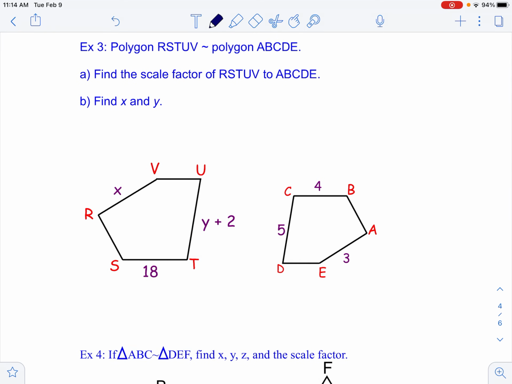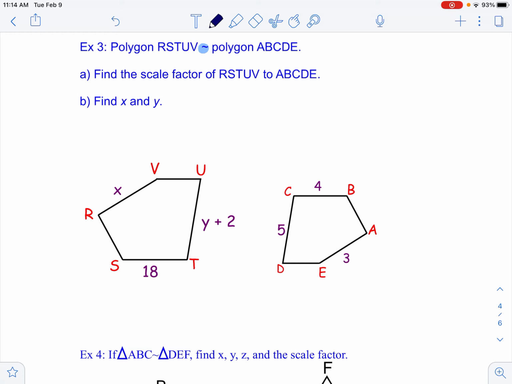All right, so next we have polygon. Instead of a triangle, we're going to do different types of polygons. This is just polygon RSTUV is similar to polygon ABCDE. It says find the scale factor of RSTUV to ABCDE. So we need a scale factor.